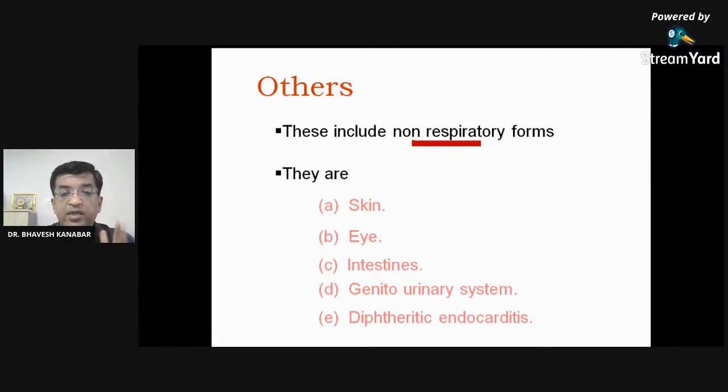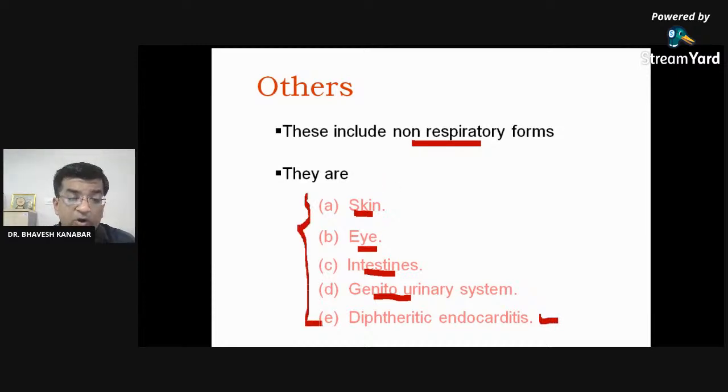The characteristics of the membrane are the main clinical feature of diphtheria, so you should remember them. Whatever characteristics of the membrane you remember, write down in the chat box. Till then we are discussing further. Other forms are involvement of the skin, eye, intestine, genitourinary system, and diphtheric endocarditis. I think we didn't go into the detail of these other forms. They are part of medicine also, but mainly you have to remember the respiratory forms. Just remember the organs that can be involved by diphtheria: skin, eye, intestine, genitourinary system, and diphtheric endocarditis.